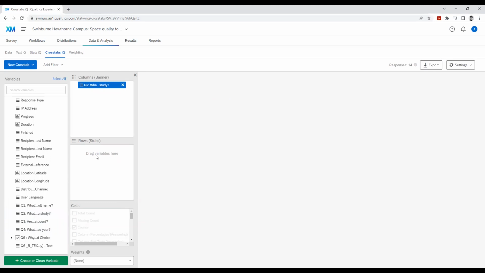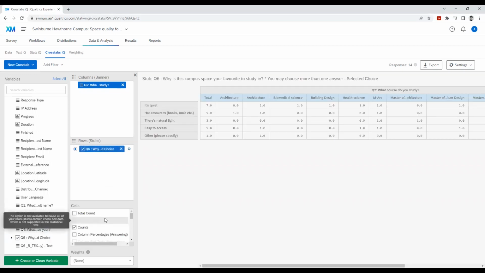Now, the rows are the outputs. For example, the answers given as to why do you like this certain space that you study in. So we're just going to drag that into the rows. And here in the cells, you can change the options to either select the count of answers or the percentage of answers. Now, here, we're given this table. On your left is the output, and towards the top is the inputs.